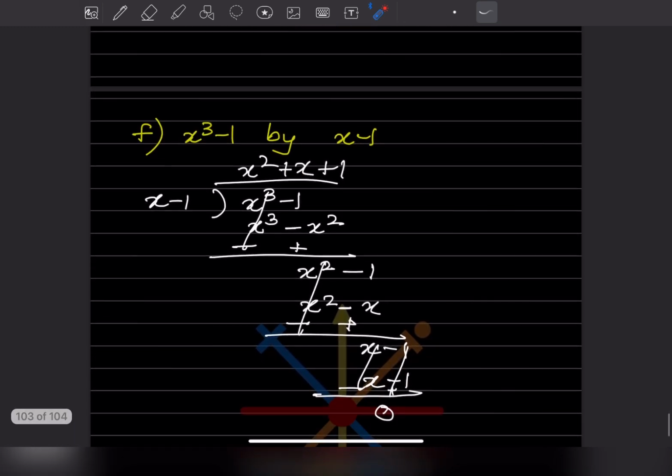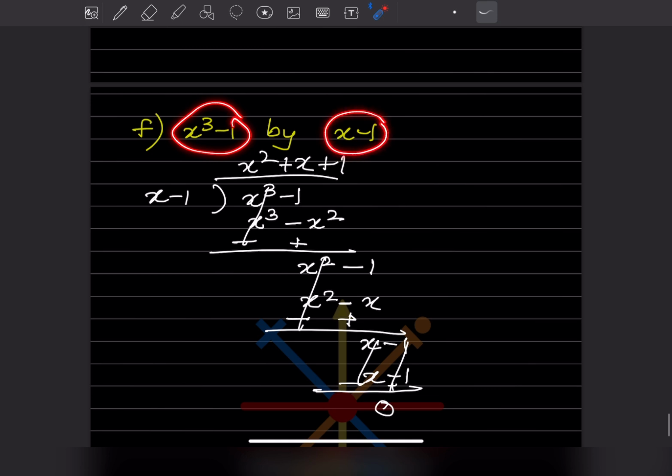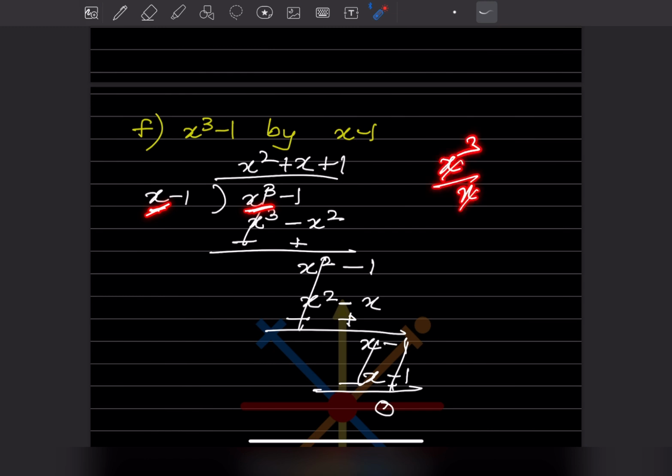Now look at here. This is x cube minus 1 and this is x minus 1. So x cube minus 1, x minus 1. So now look at this first term and this one. So x cube divided by x. So what remains here? 2. So x square. So this is x square. Now this into this is over. So this will be minus x square. So x cube minus x square. So this is plus, so this will be minus. This is minus, so this is going to be plus. So here, look at the new sign. So this is going to get cancelled.